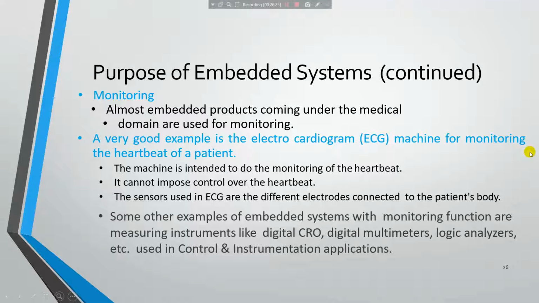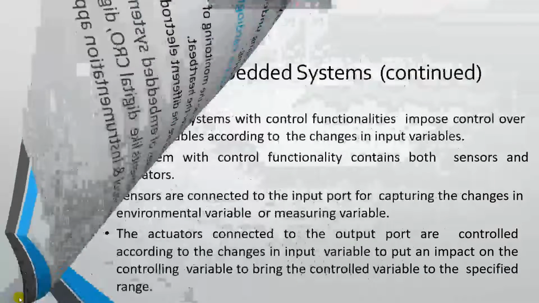Some other applications of embedded systems are measuring digital instruments like CRO, digital multimeters, logic analyzers. So many instruments can also be used for monitoring of systems using embedded systems.